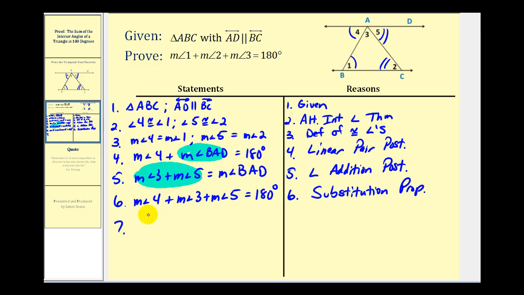If we go back up to step 3, notice that the measure of angle 4 is equal to the measure of angle 1. So by performing substitution, we'd have the measure of angle 1 plus the measure of angle 3. Then we can replace the measure of angle 5 with the measure of angle 2. And this is what we're trying to prove. And the justification for this last step was the same as the reason for number 6, the substitution property.